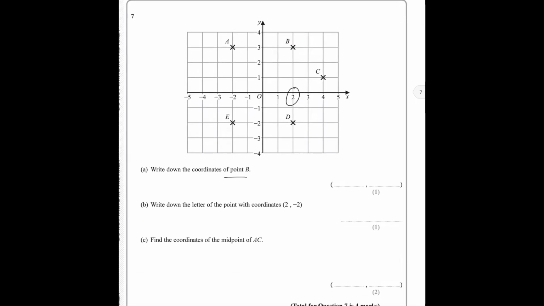Write down the coordinates of point B. B lies at 2 and 3 on the xy plane. Write down the point with coordinates 2, minus 2, so this is xy, so on the y-axis you have minus 2, and on the x-axis you have 2. So that is about this point here, right? That's point A.